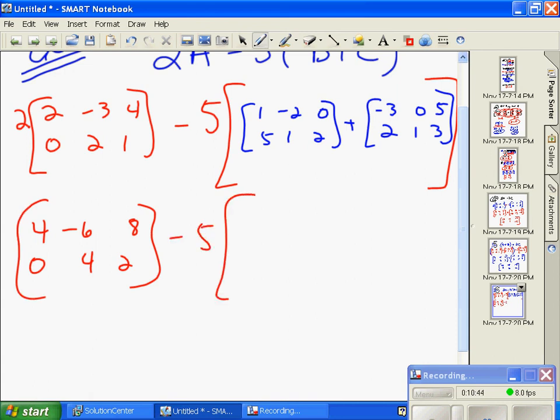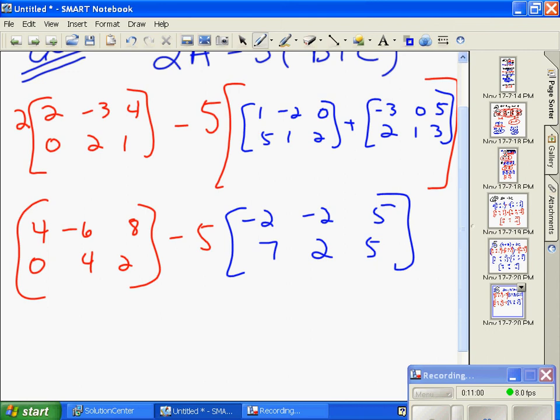Minus 5, I added those two matrices together in the brackets, and I got negative 2, negative 2, 5, 7, 2, 5. Double checking those. Yes. Okay.